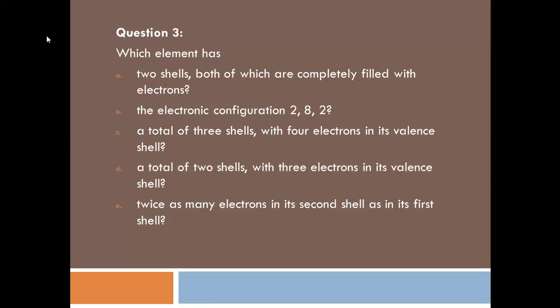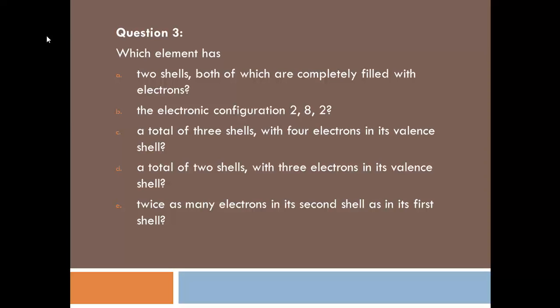Second one, the electronic configuration 2, 8, 2. 2, 8, 2 means atomic number will be 12. Therefore, it is magnesium. A total of 3 shells with 4 electrons in its valence shell. Therefore, the electronic configuration will be in this way, 2, 8, 4. Total 14, isn't it? Atomic number 14 means silicon. Okay. Then a total of 2 shells with 3 electrons in its valence shell. So only 2 shells are there. In the outermost shell, 3 electrons are there. Therefore, 2, 3 is the electronic configuration. Atomic number 5, it is boron.